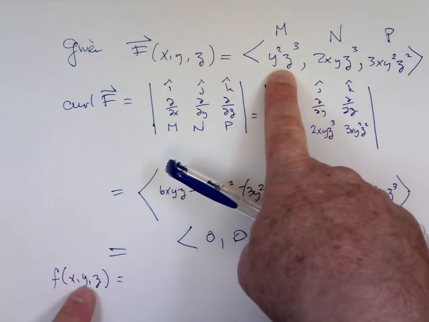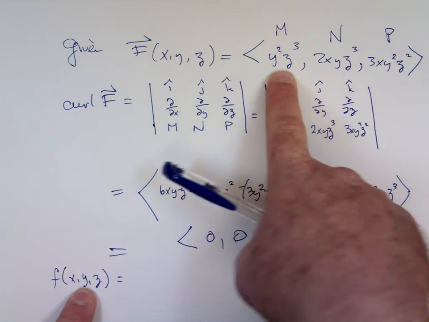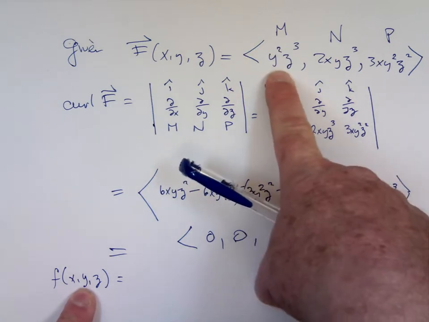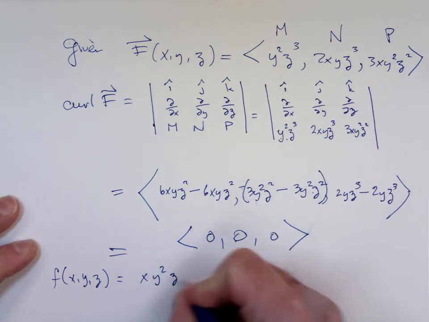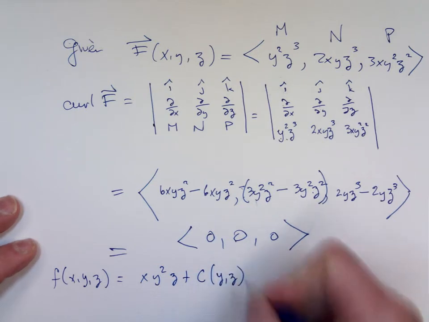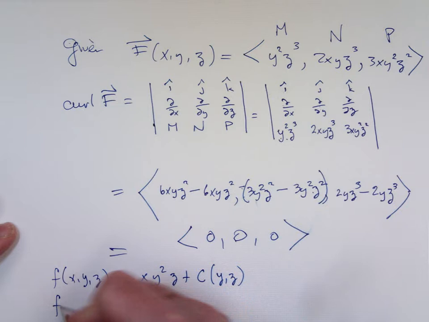To find that potential function, you integrate with respect to x. What's the integral of this with respect to x? X y squared z cubed plus possibly a constant that is in terms of y's and z's. Because in that context, the integral with respect to x, y's and z's are constants. What else do we have?